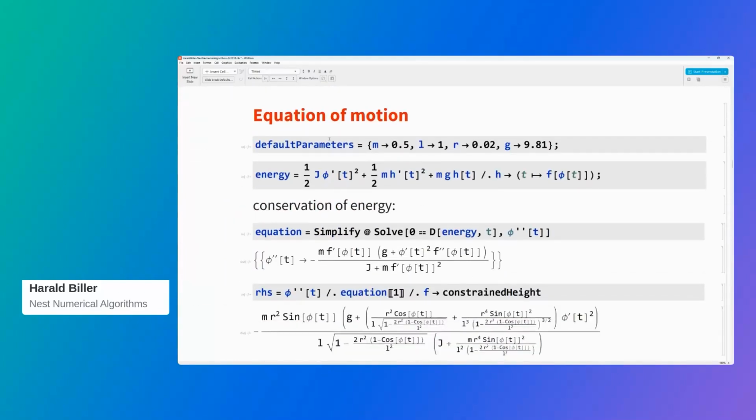And I'll do things numerically, so I'll introduce default parameters like a mass of 500 grams, a length of 1 meter, etc. And the energy is the basis of everything. I'll risk it and start presentation mode once more.